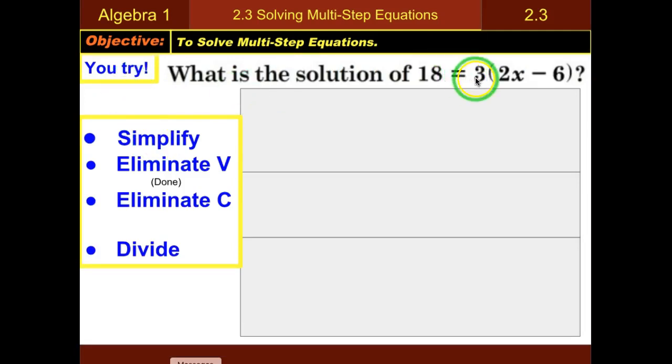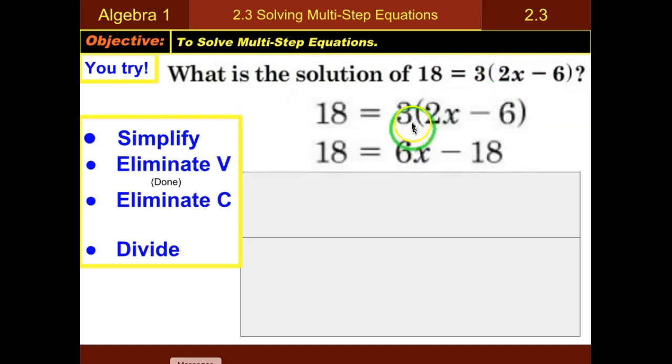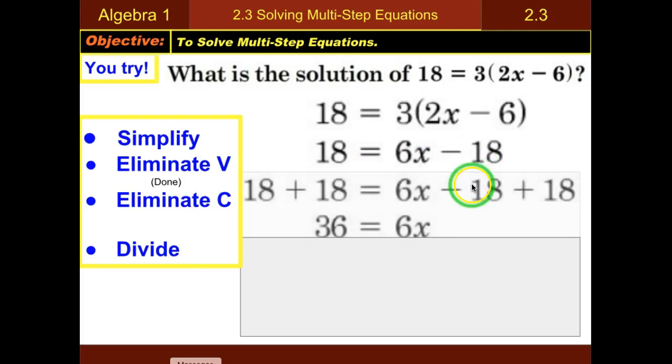Once again, simplifying, and you can see this looks a lot like the one we just had an example for. So I'm going to distribute the 3. So 3 times 2x is 6x. 3 times -6 is -18. Eliminate the variable on one side, that's already done. So I'm going to eliminate the constant on the side with the variable. So -18, I'm going to add 18, and I have to do that to both sides.